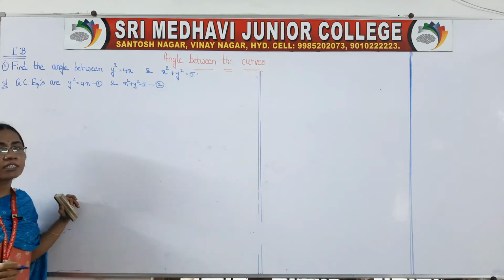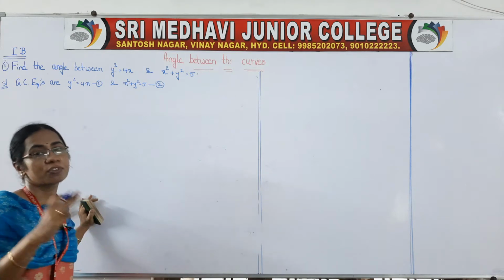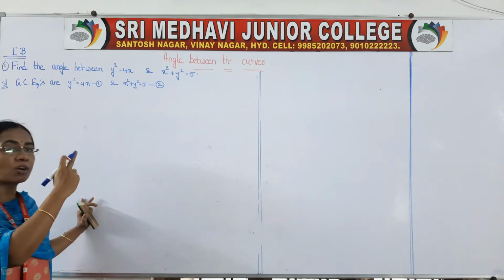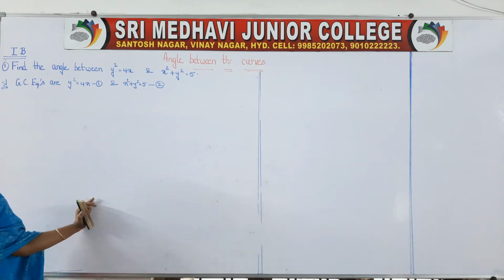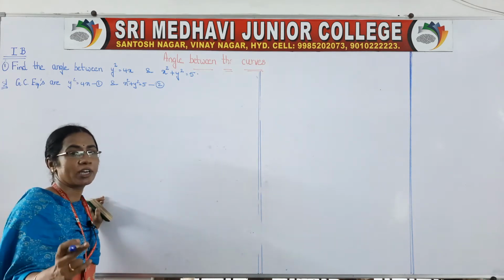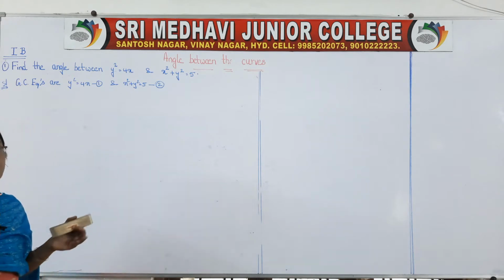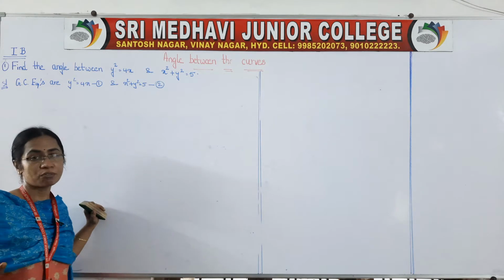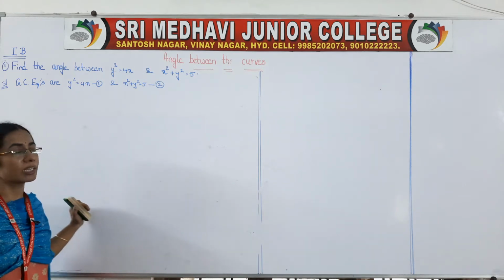What is the procedure? First of all, we have to find the point of intersection of these two curves. Next, we have to find the derivative of the first curve. Next, the derivative of the second curve, right? After that, we have to find the angle at one point, and the angle at another point. Suppose we get two points of intersection; sometimes only one point of intersection. At that point, we have to find the angle between the curves.